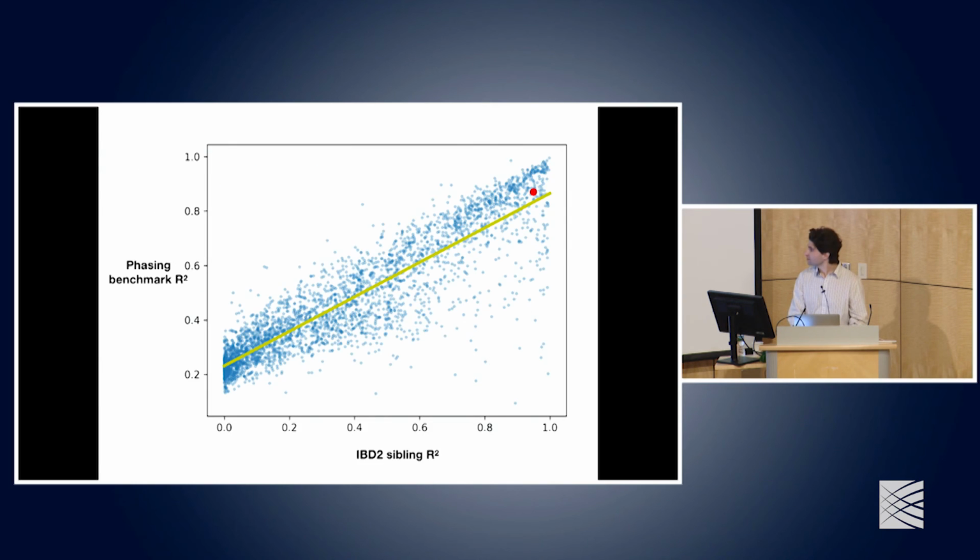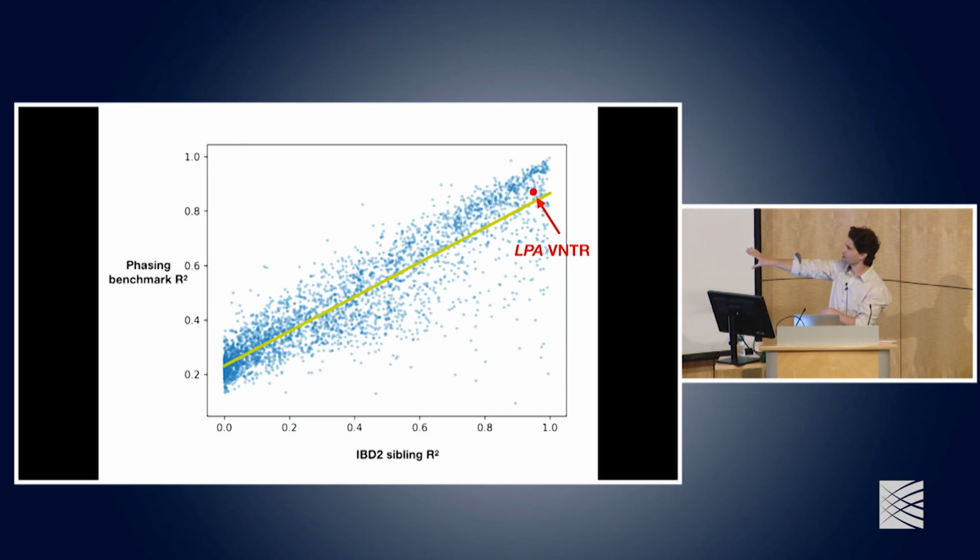Okay, so here are VNTRs genome-wide. On the bottom, I've plotted this IBD2 sibling R-squared that I just showed you. LPA was very high, and that VNTR in chromosome 1 was very low. And against that, I've plotted the result of our phasing benchmark R-squared. This red dot up here is the LPA VNTR, where we had a high IBD2 sibling correlation and a high phasing benchmark.